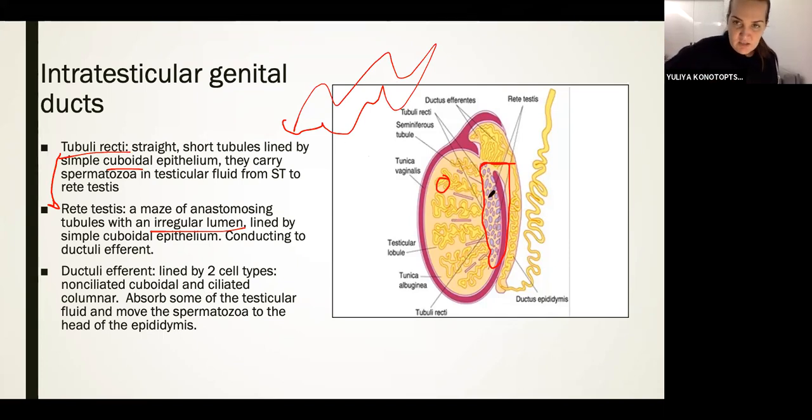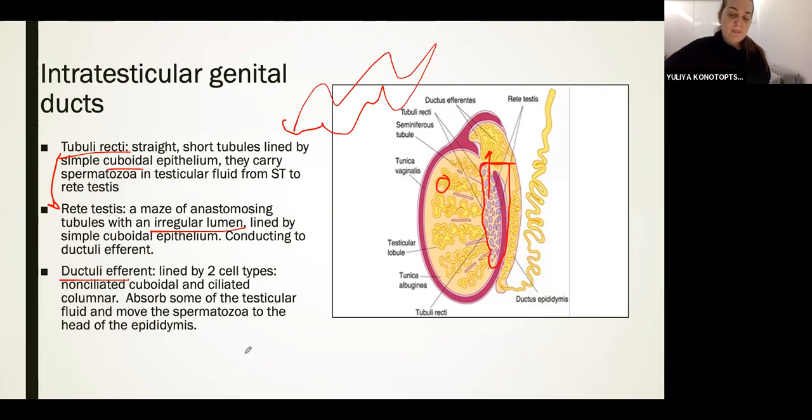From the rete testis, we go to the next one, which is called vas efferent. Ductuli efferent. Do not confuse it with vas deferent. It's not the same thing. This is going to be vas efferent. Vas efferent has two types of cells. Some of them are ciliated, some of them are not. So it's going to be quite helpful to you. Look at the epithelium. If you see some cells have cilia, and right next to them some do not have cilia, vas efferent.